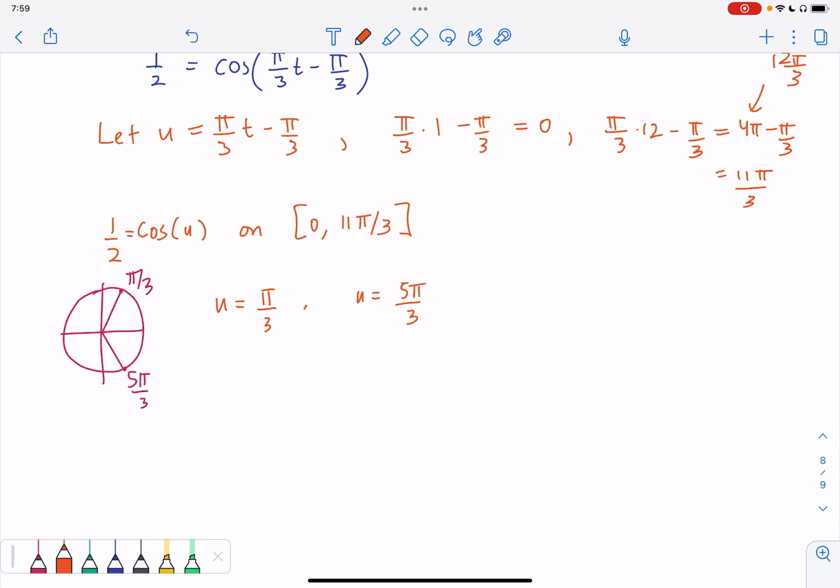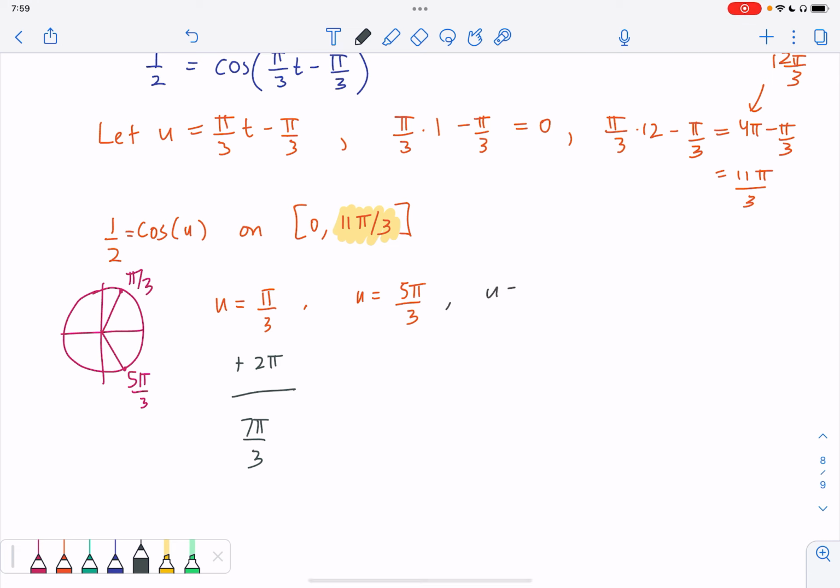Because I notice that the maximum I can be is 11 pi over 3, and I'm a little ways away from that with my last two, so it's always a good idea to check. So I just start checking coterminal angles. I say, well, what if I added 2 pi to here? So if I added 2 pi, I would get 7 pi over 3. Would that work? Yeah, it would still be less than that 11 pi over 3.